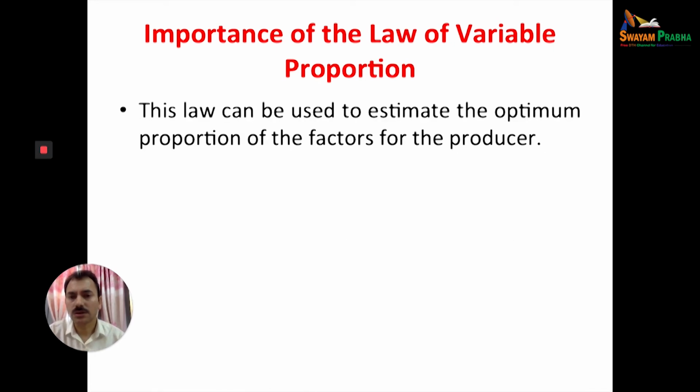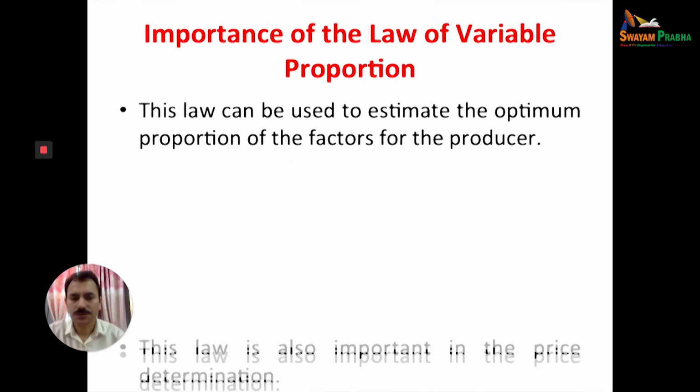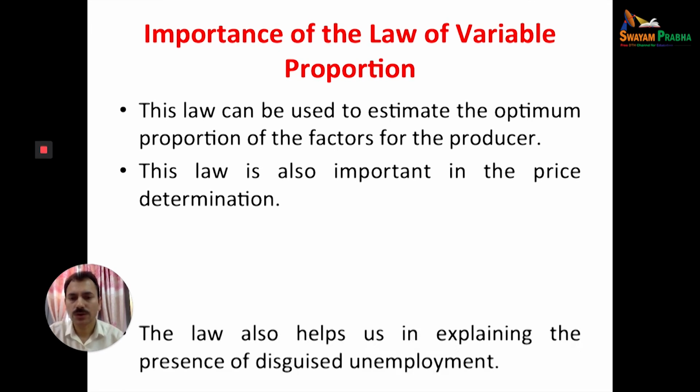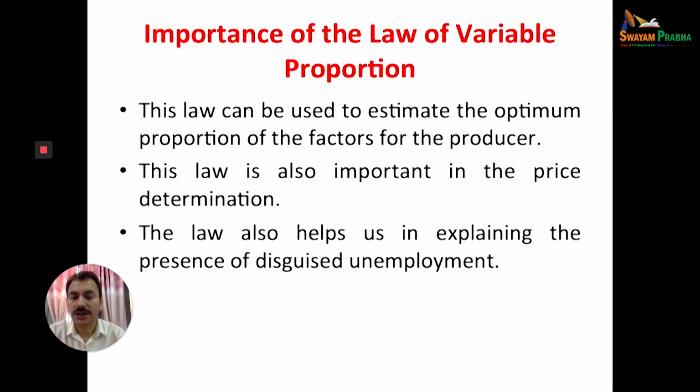And this law can be used to estimate the optimum proportion of the factors of production. This law is also important in price determination. What should be the optimum price? The law is also helpful in explaining the presence of disguised employment. Disguised employment means where the productivity of labor is near about zero. More labor than required is employed. And this is most common in the agriculture sector, where disguised employment exists.